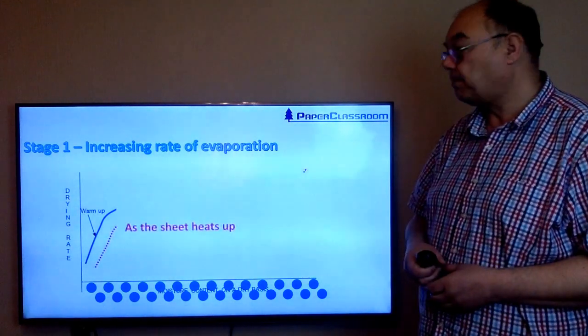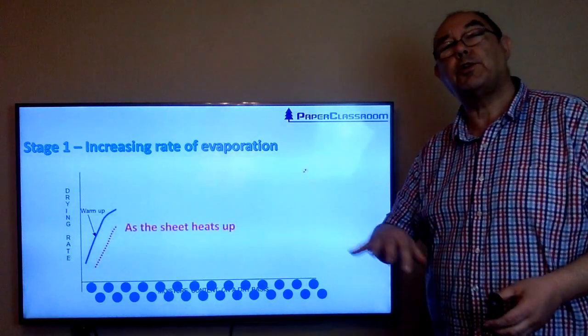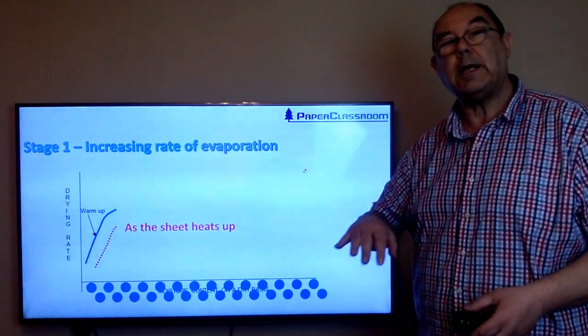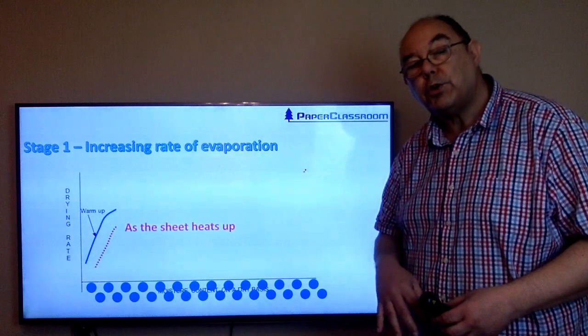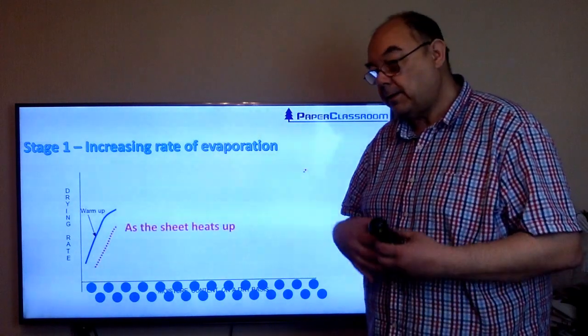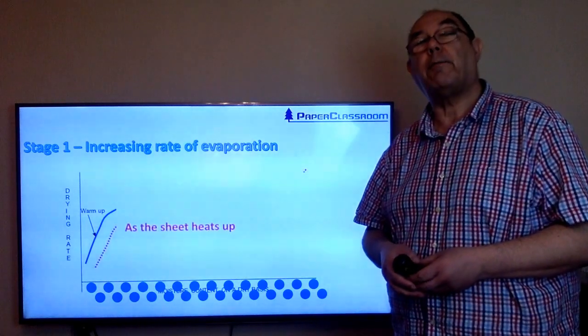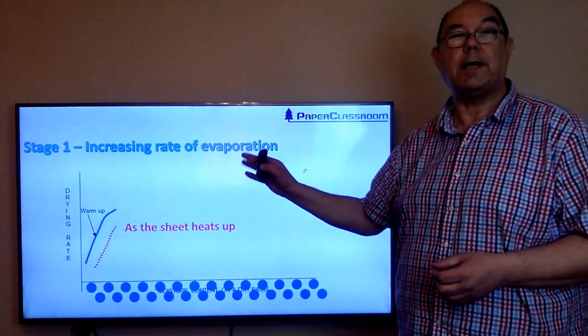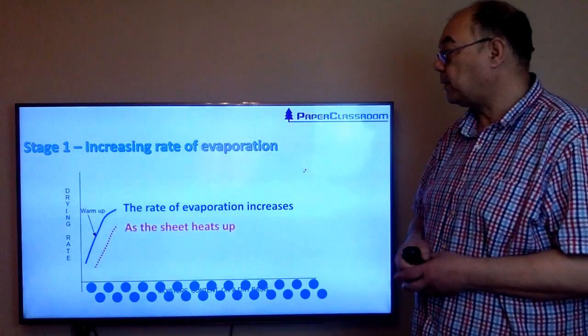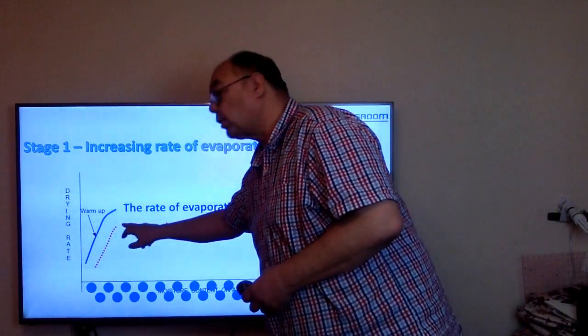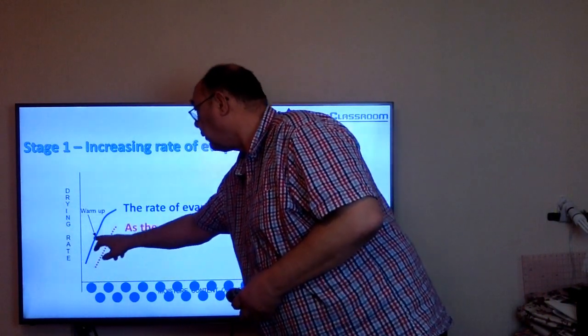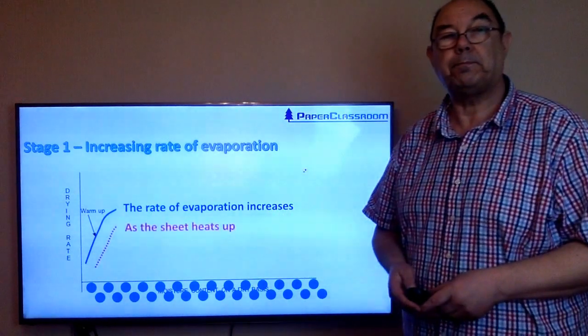It's what you'd expect. You put a cold sheet onto the first 2 or 3 drying cylinders and the sheet gets warmer and warmer. As the sheet gets warmer and warmer, there's more energy in the water and therefore the rate of evaporation of the water will increase. That's exactly as we would expect. So the sheet heats up, and the hotter it gets, the greater the rate of evaporation.